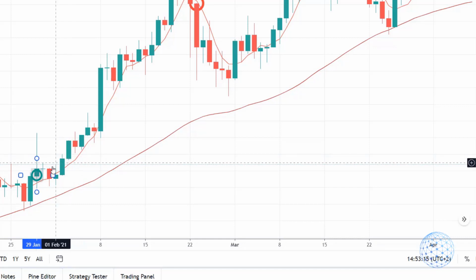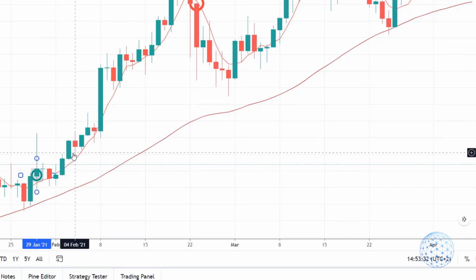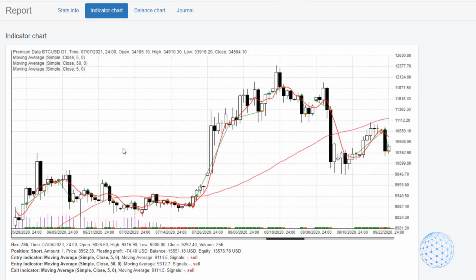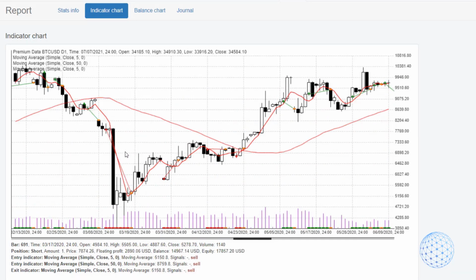But one more time, the software knows exactly where the entries and the exits were. And this is why using the robot is the best option for me, because even if I miss an entry, the robot will not miss it. It will enter exactly and precisely, and it won't be late with the trades, with the entries and with the exits. Okay, and if I scroll more, you will see so many trades that opened and closed. You will see clearly that when the 50 moving average goes down, we open just short trades.